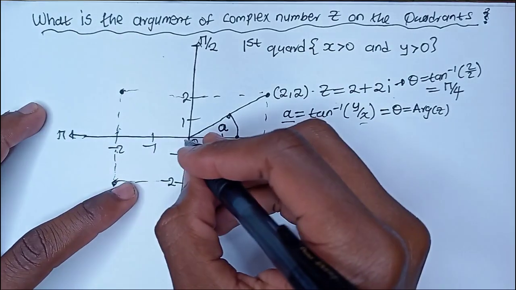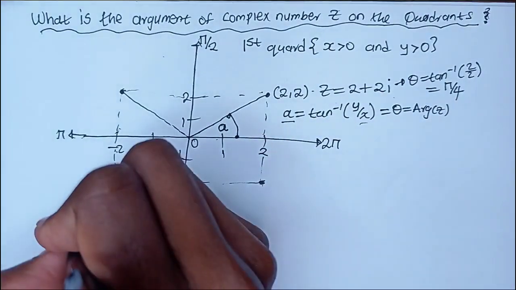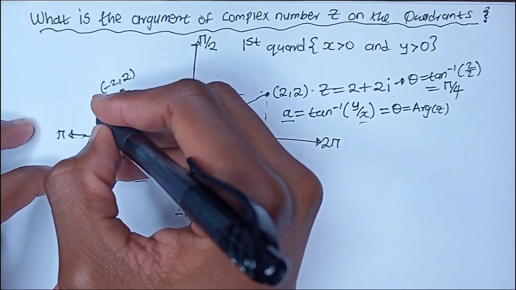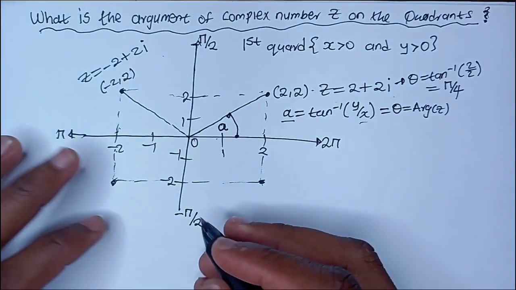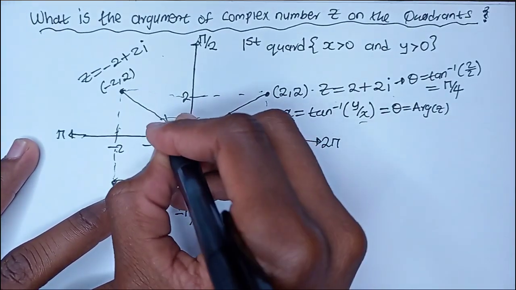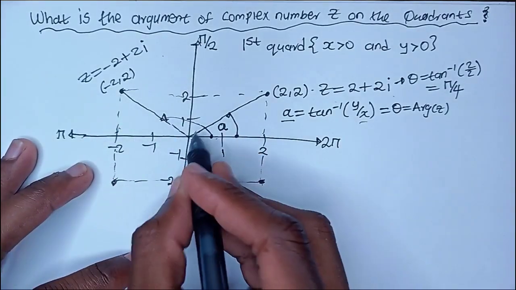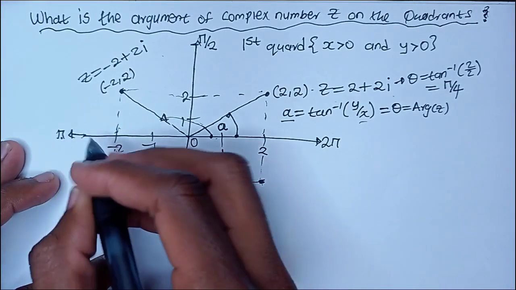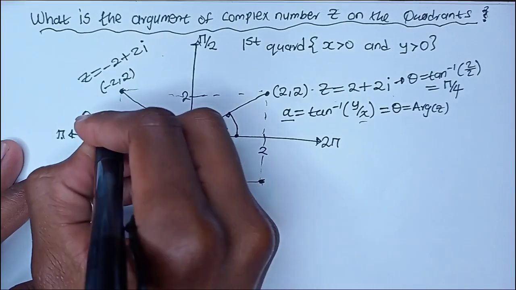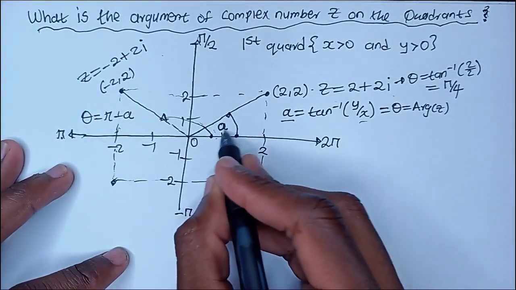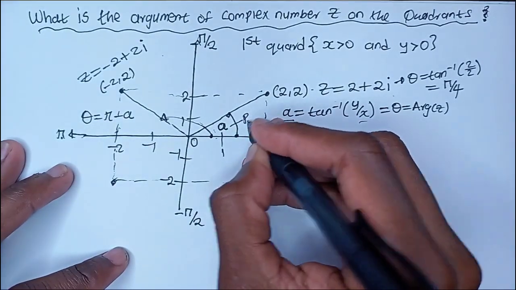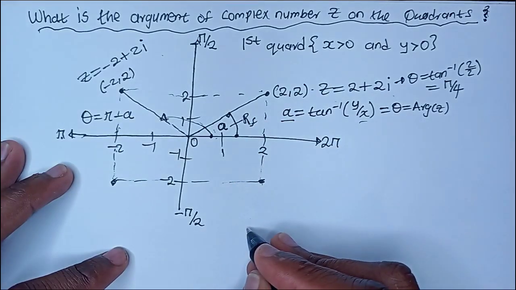So what happens now if it is defined on the second quadrant? I can have negative 2 and 2, so the complex number z can be defined by minus 2 plus 2i. The argument of z in this case is the angle from the real axis to where my complex number is defined. From here to here is pi. So in the second quadrant, we'll always define the argument of z by pi minus A, where this angle A is always found on the first quadrant.